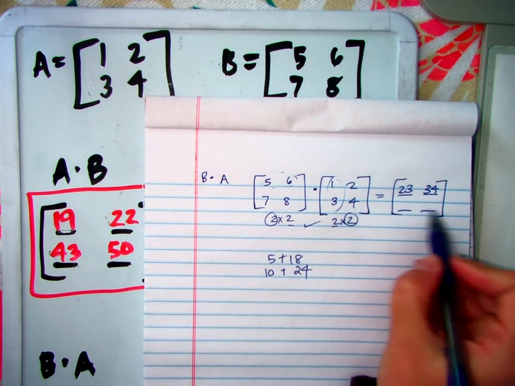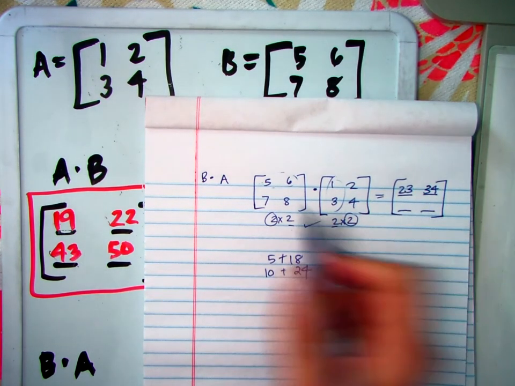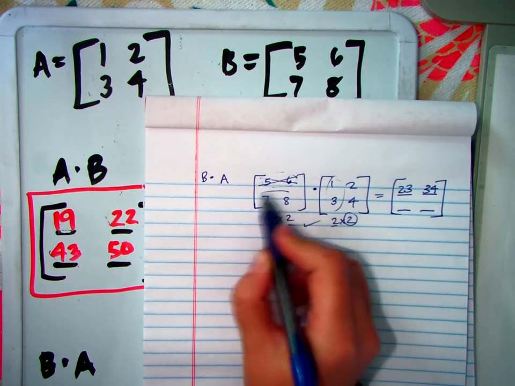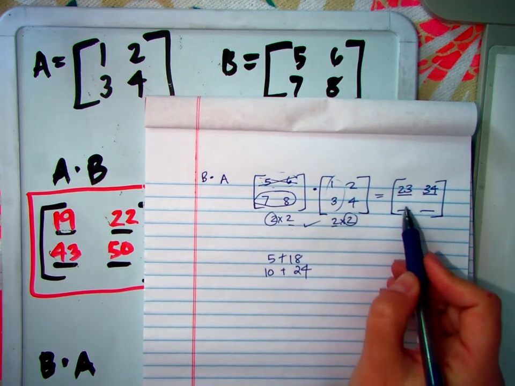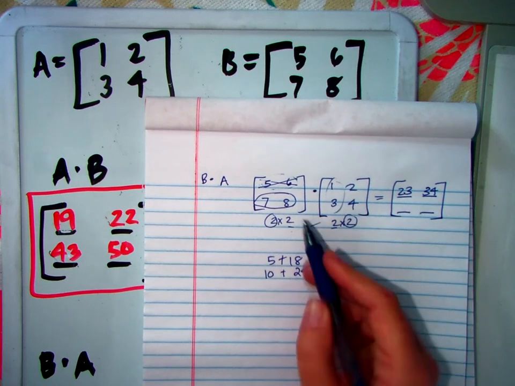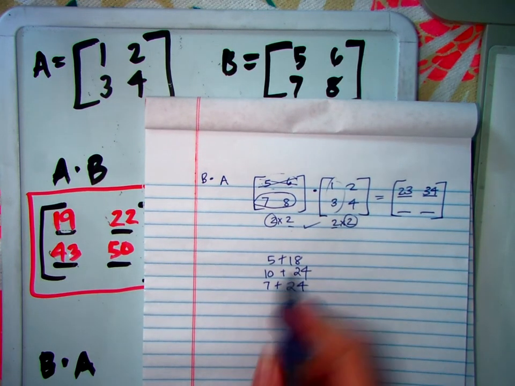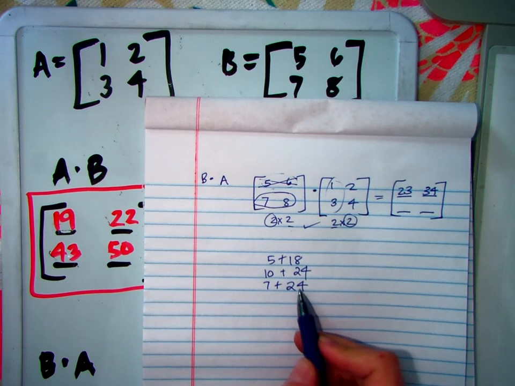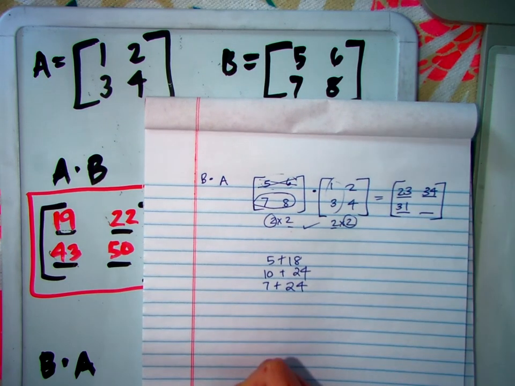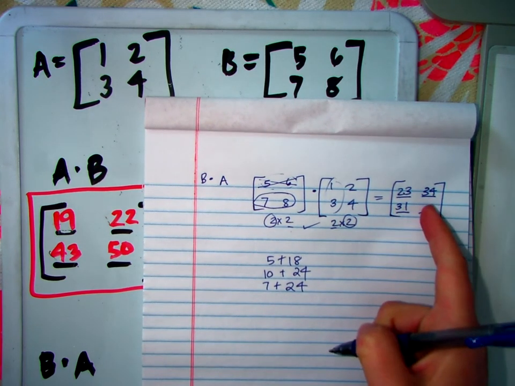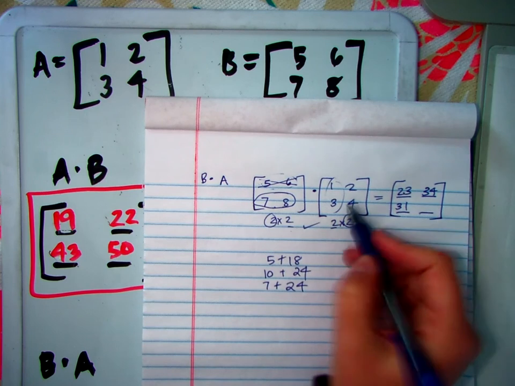All right, and this is our second row. I'm done with this guy, and I'm going to use my second row to get my inner product for second row, first column. I use 7, 8, 1, 3. 7 times 1, 8 times 3. 7 plus 24, 31. Second row, second column.